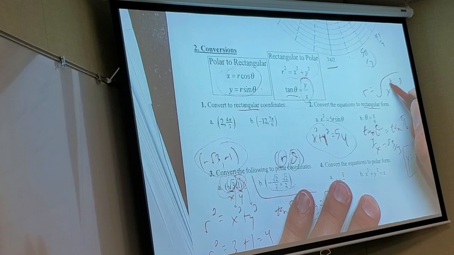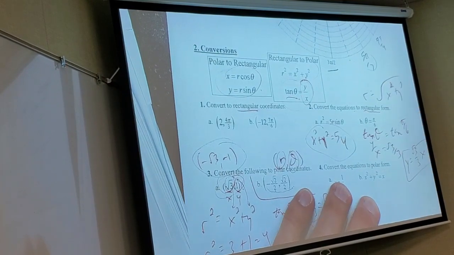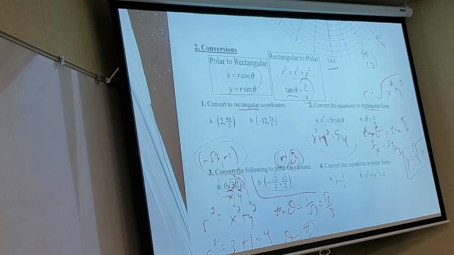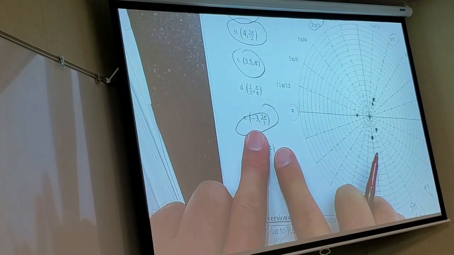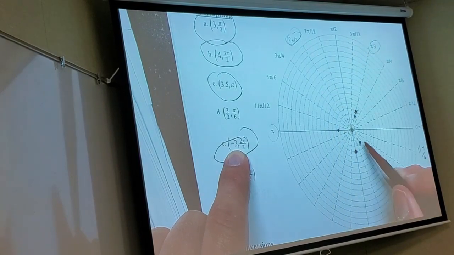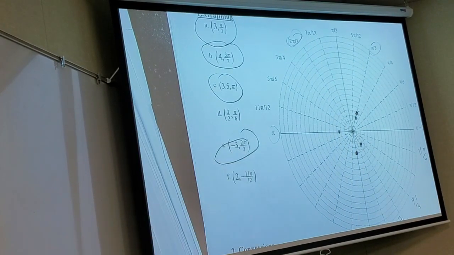Now, to be honest, in general, it actually could be plus or minus. Do you guys remember what a negative r means? Like this problem, you're going backwards. Face 2 pi over 3 and then walk backwards. That's why I ended up here. Okay, all right.